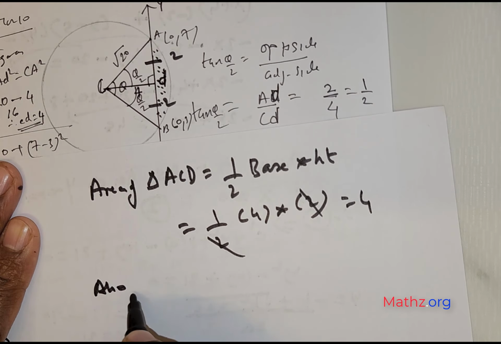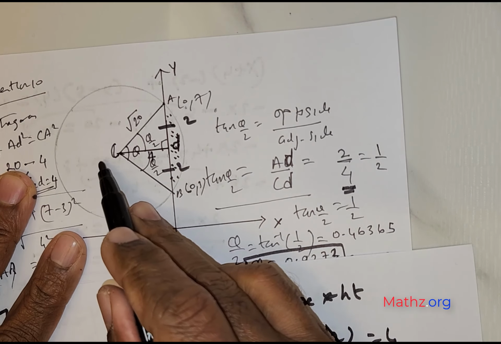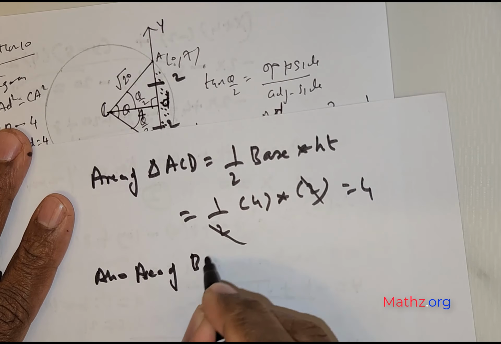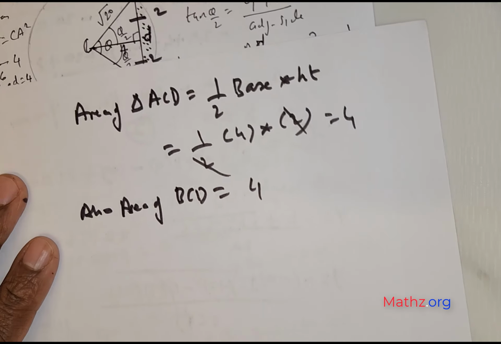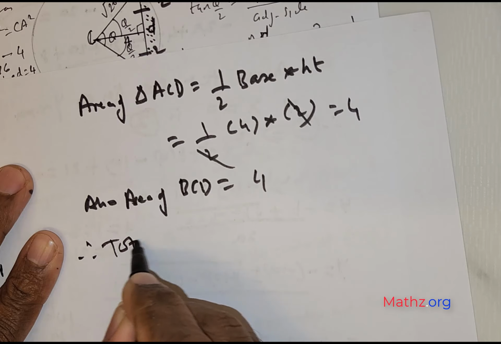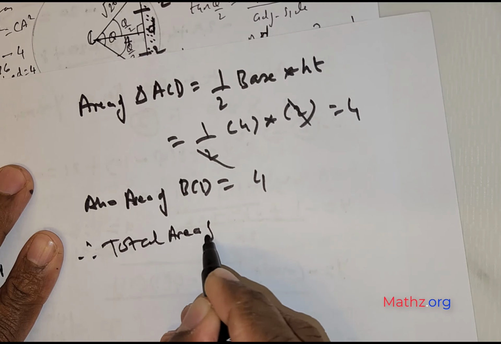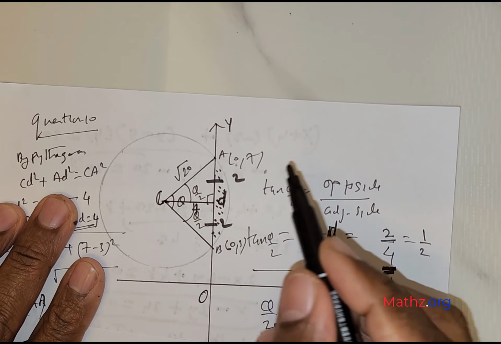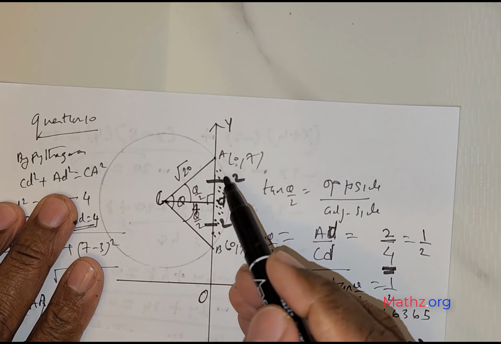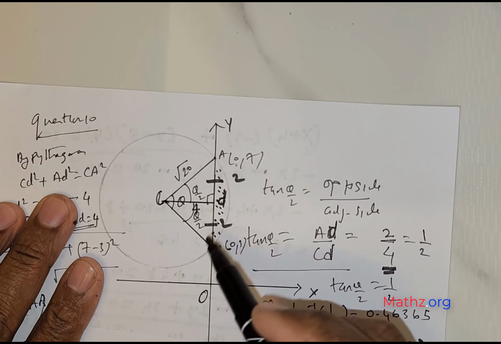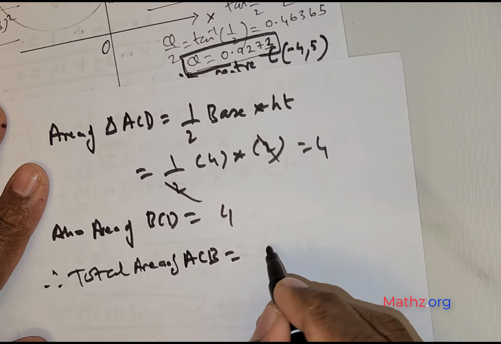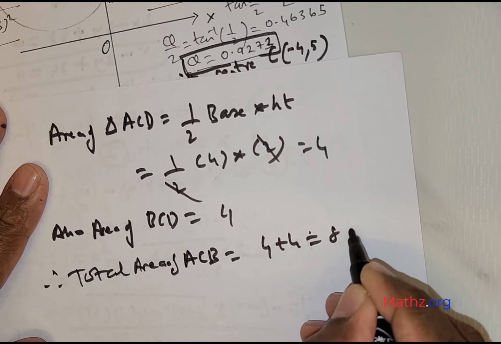Now also the area of BCD will be 4 units. So therefore the total area of the triangle ACB will be 4 plus 4 is equal to 8 square units.